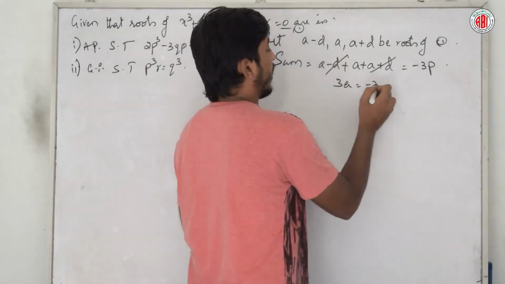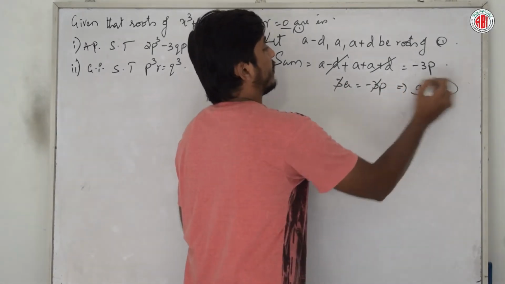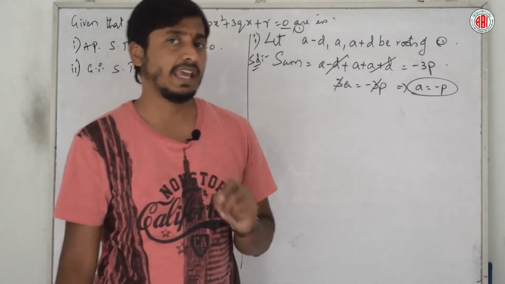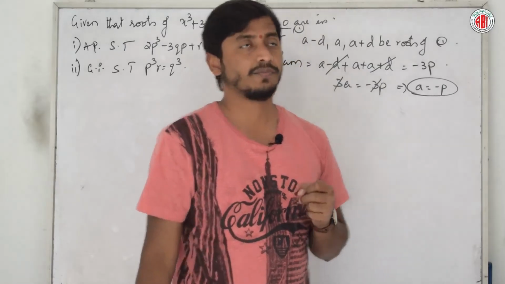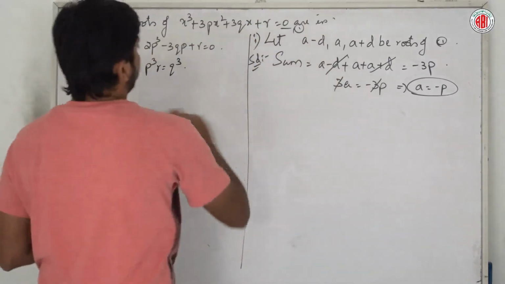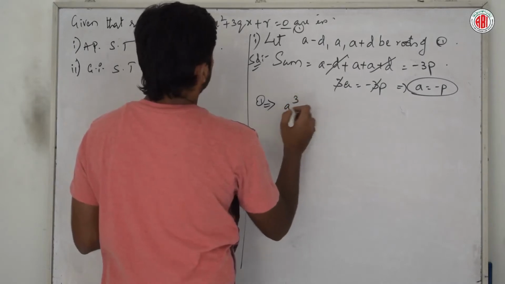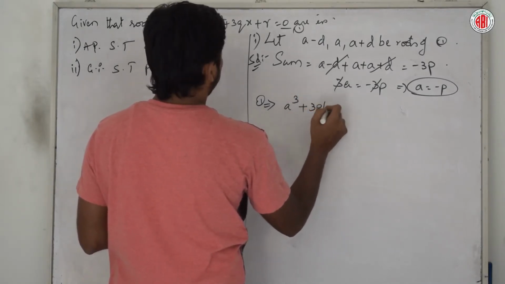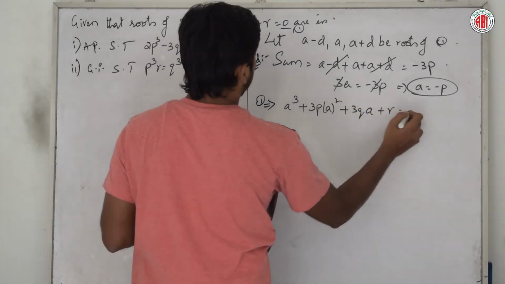So, let us find the value of a here. 3a is equal to minus 3p. Obviously, a is equal to minus p. a is one of the roots. So, if a is a root, can I substitute? Because it satisfies the equation. So, let me substitute it there. From 1, a cube plus 3p into a square plus 3q into a plus r equal to 0.